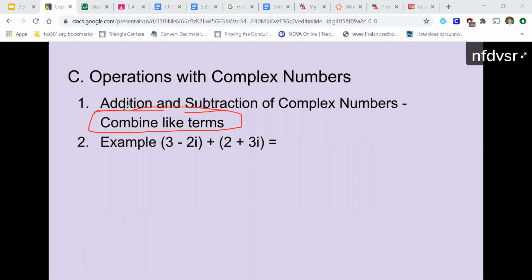So for example, 3 minus 2i plus 2 plus 3i, I would just combine my real parts together. 3 plus 2 is 5. And the imaginary parts together. Negative 2i plus 3i is 1i. That's it. That's all there is to adding and subtracting complex numbers.